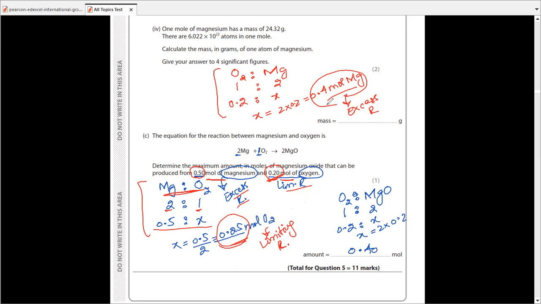But if you get a smaller amount and you have a bigger amount available in the question, this proves the element to be the excess reactant, like in the case of magnesium. Can you hear me?